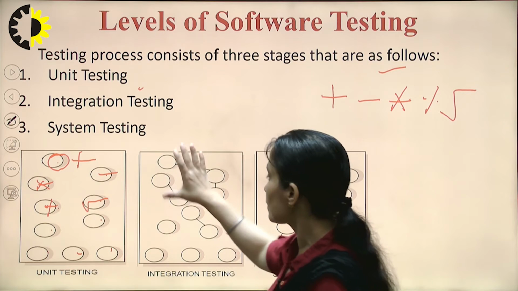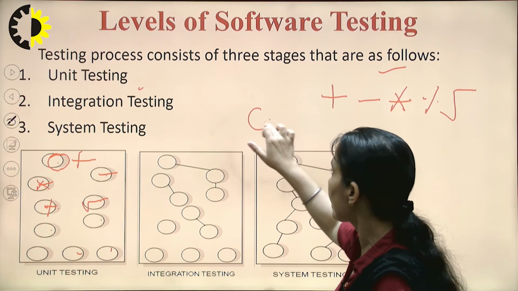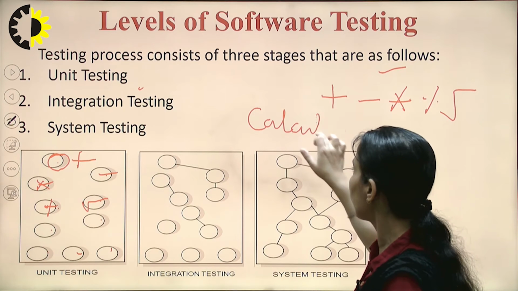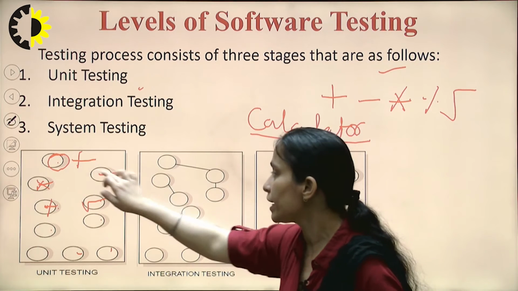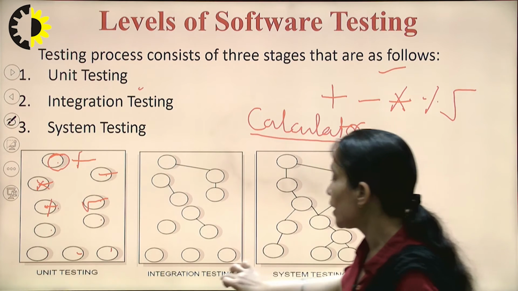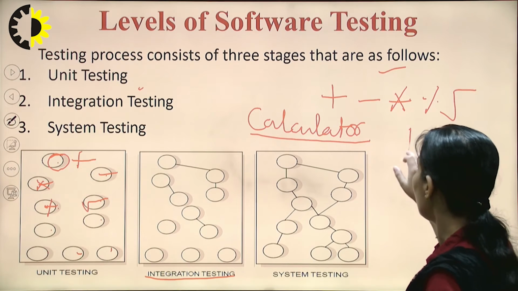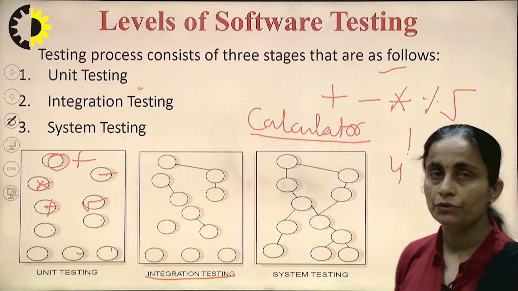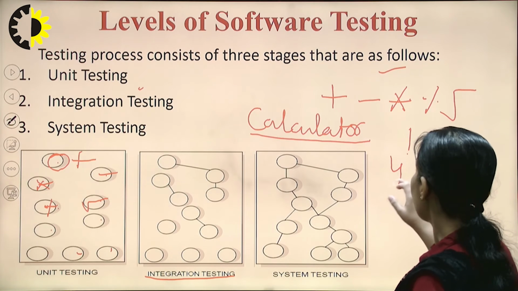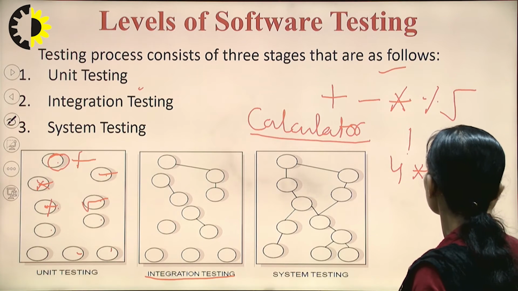So, when these are integrated, suppose I want to build the calculator as I said in the example. When I am integrating these independent modules, that is known as integration testing. Suppose I am calculating the factorial. In that factorial, suppose I have given the value n equal to 4. So, for calculating n equal to 4, I will perform 4 times 3 times 2 times 1.